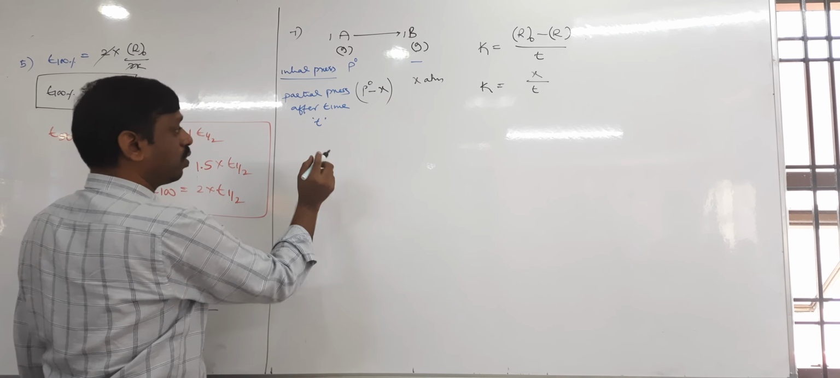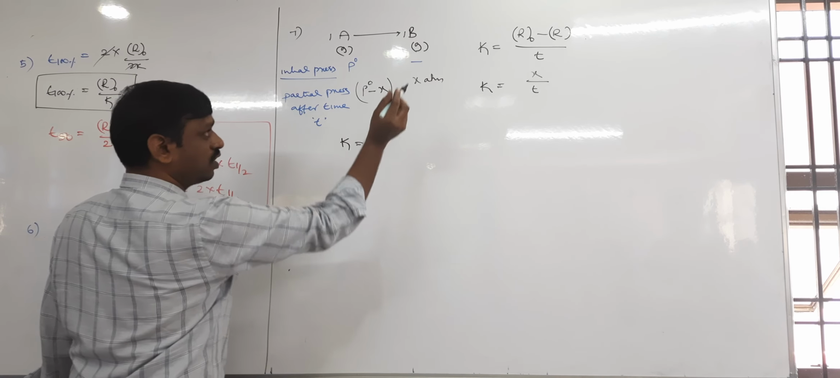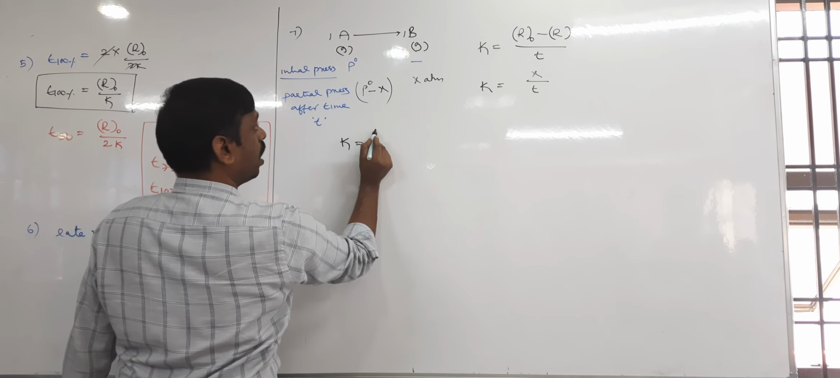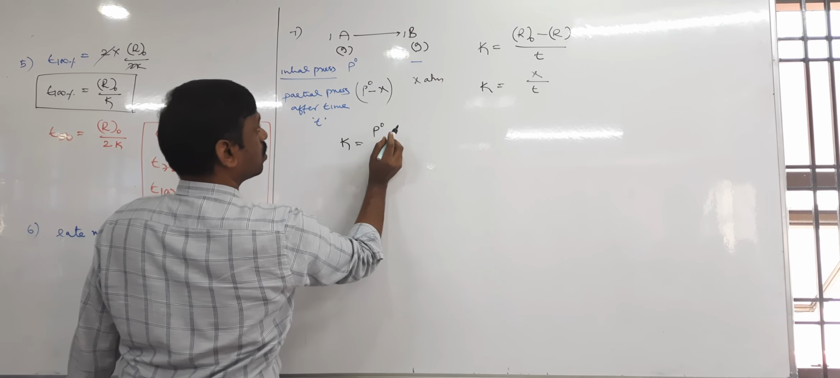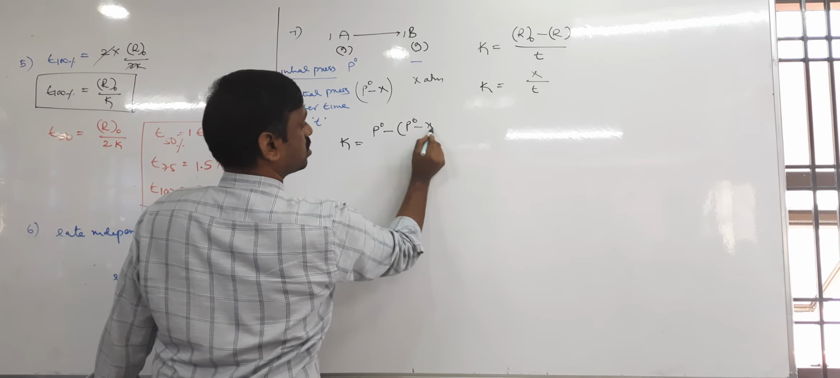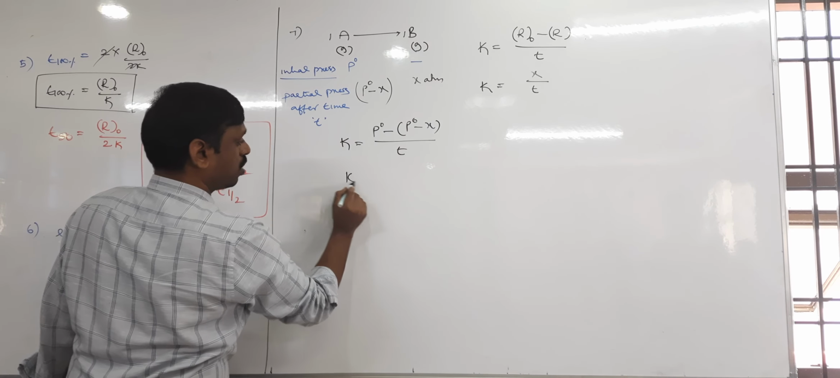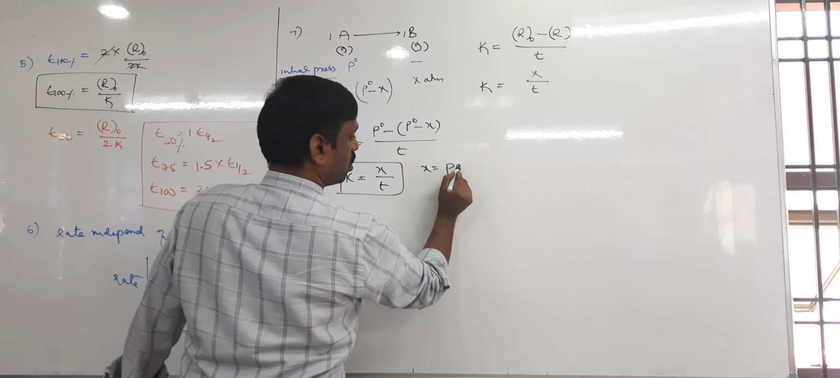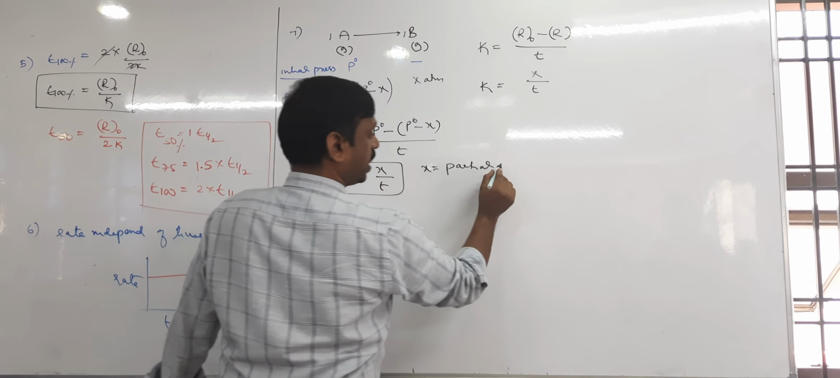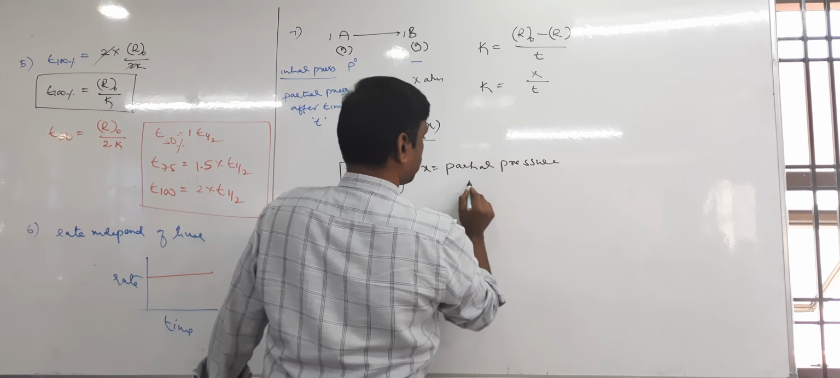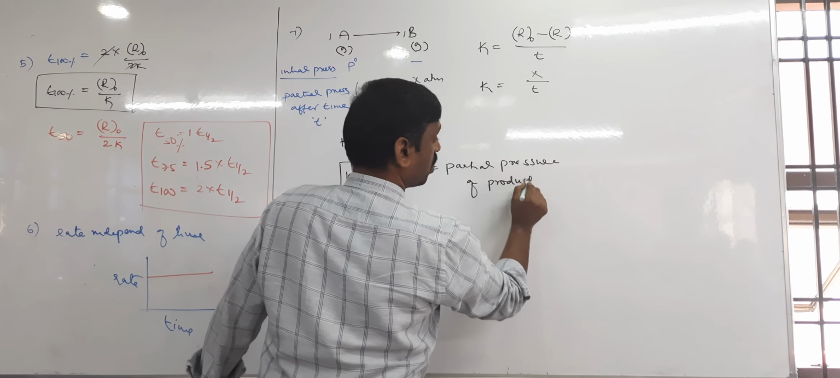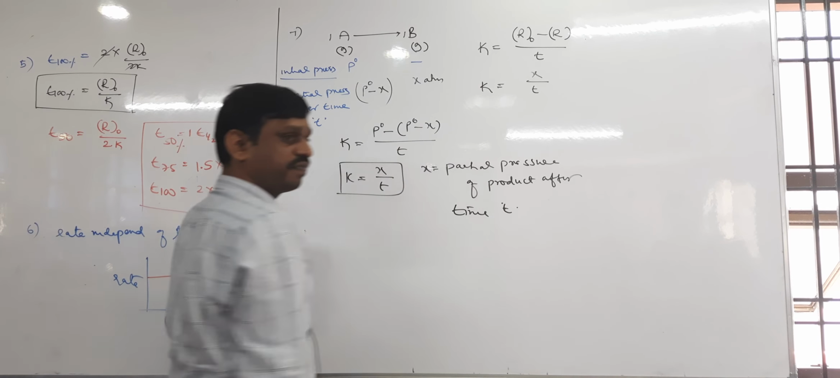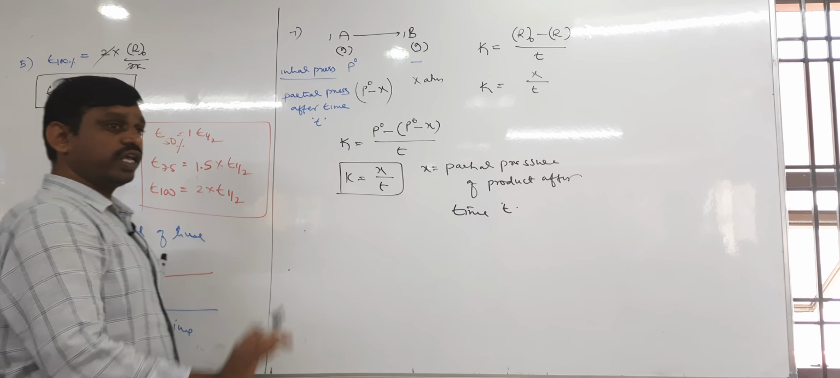Now what is K equal to? K equals R naught minus R by t. R naught is P naught, and R is P naught minus x, so K equals x by t, where x is the partial pressure of the product after time period t. This is one equation.